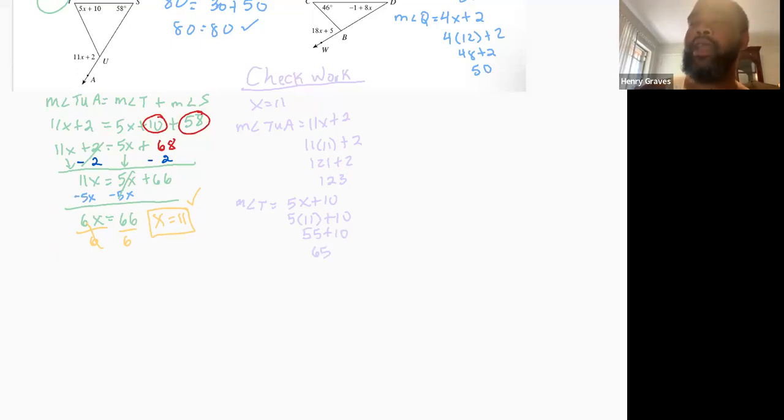Now I think we have all we need to check our work. So I know the measurement of angle TUA is equal to the measurement of angle T plus the measurement of angle S. So that means 123 is going to equal 65 plus 58. So I'm going to get my calculator. What is 65 plus 58? Yep, it's 123. So this checks out perfectly fine.